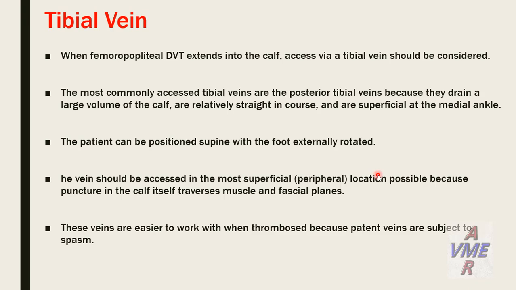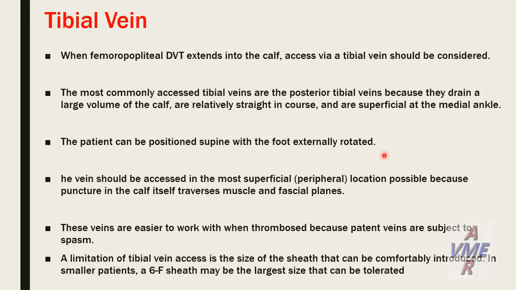So in general, tibial vein access is suitable for acute deep venous thrombosis, which usually requires thrombolysis, whether chemical or pharmacomechanical. When the deep venous thrombosis extends into the calf veins, you can gain access through the thrombosed one, and you can choose the posterior tibial vein, which is more superficial and straight in course. The limitation of tibial vein access is the size of the sheath that can be comfortably introduced. In a small patient, a 6-French sheath may be the largest size that can be tolerated.